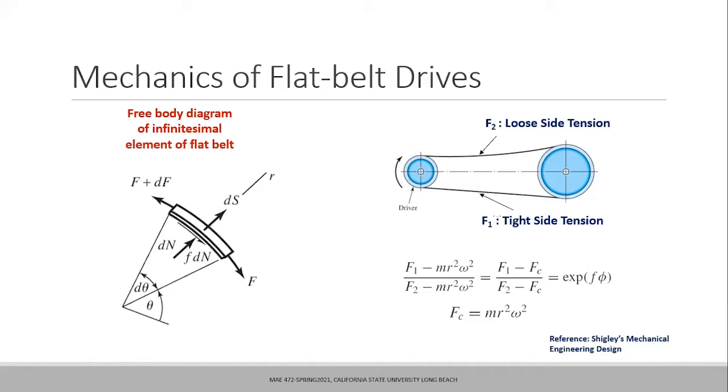Okay, so probably I have mentioned it last week, but not emphasized it quite a lot, that this mass that you are looking at is the mass per unit length of the belt. So basically this is not the actual mass of the belt, it is mass per unit length.